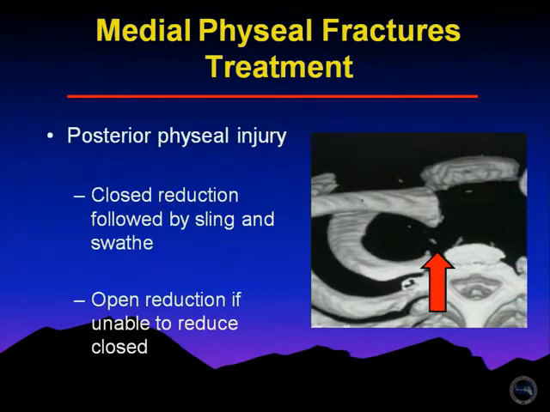When they are displaced posteriorly, closed reduction can be used for these physeal injuries, followed by a sling and swath. If you're unable to obtain closed reduction, then open reduction, internal fixation is usually preferred. You may be able to just do an open reduction and not have to put any fixation. With these young people, you might be able to sew the periosteum and it'll be stable.